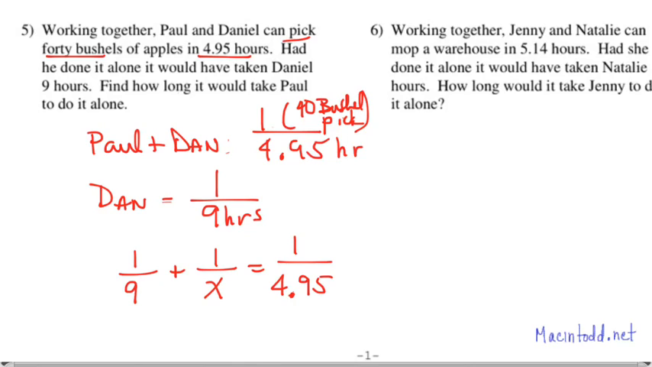Now, for this problem, I would not use our method of getting rid of rational expressions, just because figuring out the common denominator for 9 and 4.95 is going to be a little bit awkward. So you can just get out your calculator, get a decimal value, and solve this for x at that point. And that would tell us how long Paul could work by himself. Hopefully that will help you solve this.